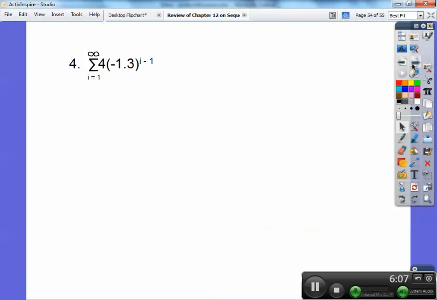All right, one more. So this one's another infinite geometric series. There's r right there. r is negative 1.3. And since the absolute value of r is not less than 1, then this one has no sum.